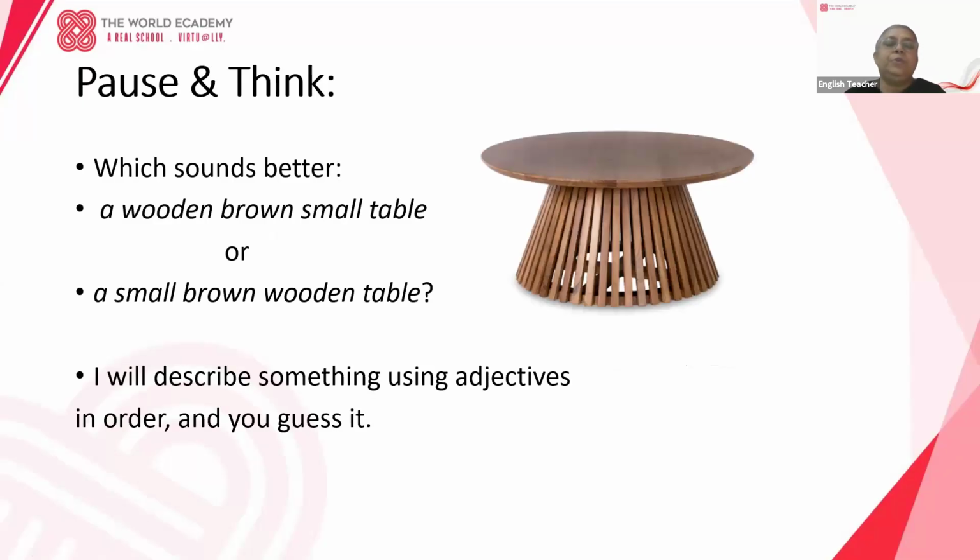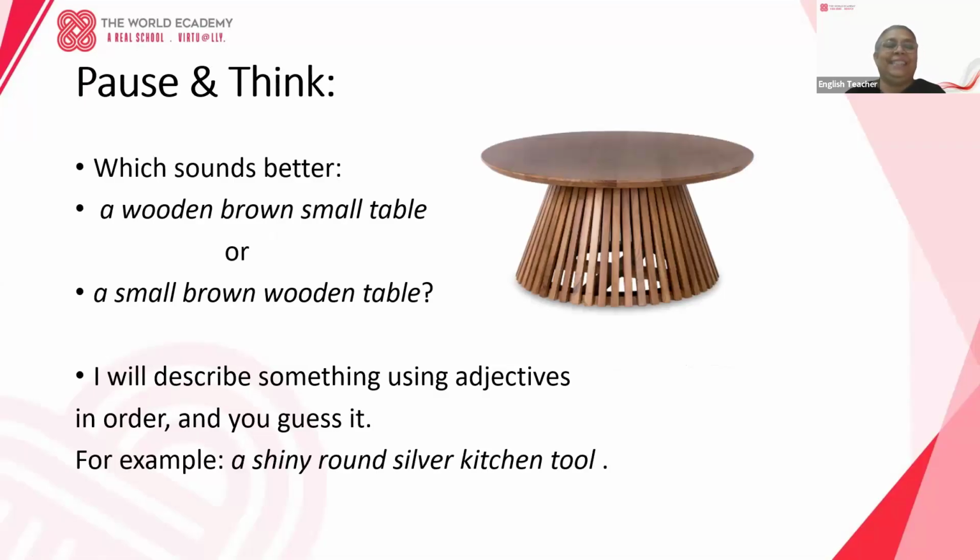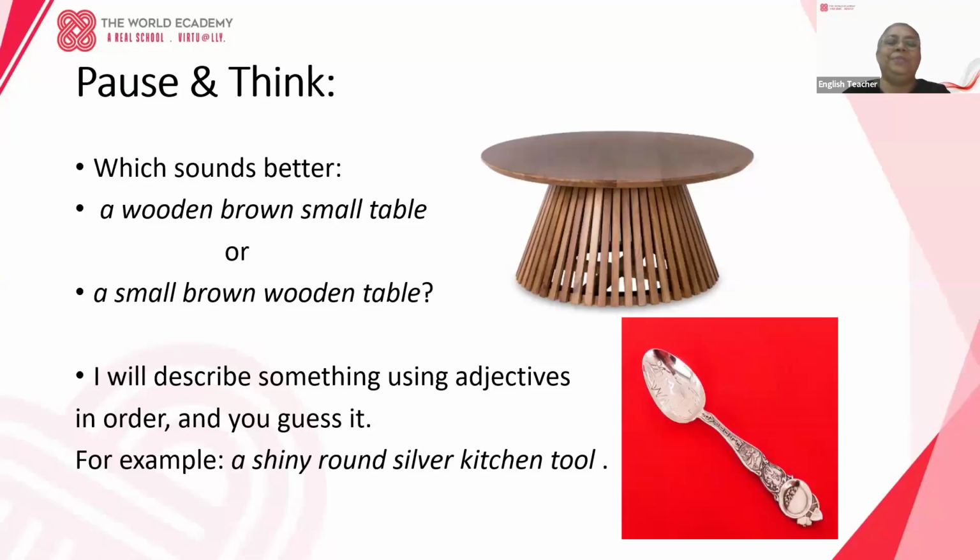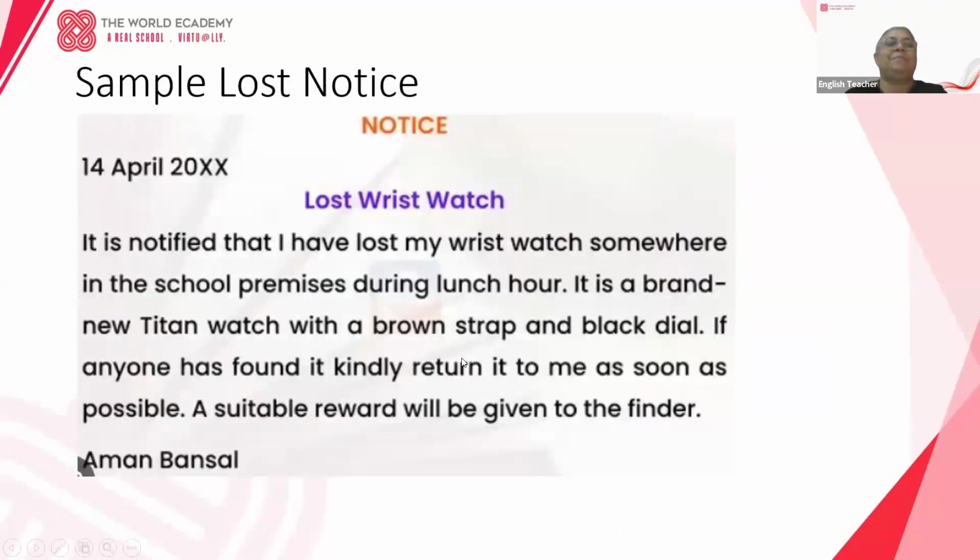I will describe something using adjectives for you. Okay. Now let's check it out. You have to guess it. A shiny, round, silver kitchen tool. Come on, can you guess? It's shiny, it's round, it's silver, sometimes we use it in the temple for giving the prasad. Okay? Kitchen tool. Any guesses? Yes, it's a spoon. Great guess.